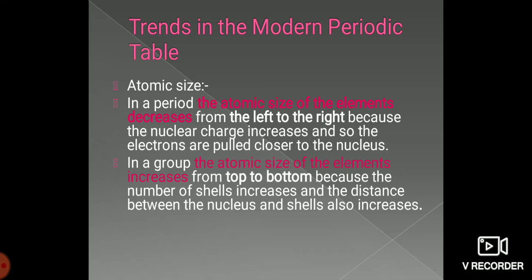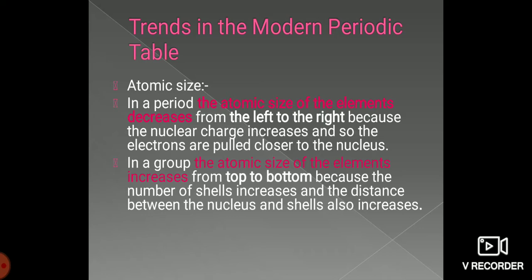We all have studied the position of elements in the modern periodic table, like in each and every period how many elements can be there, and even the term valency. All these things we have studied in the modern periodic table. Today we will study the trends in the modern periodic table.